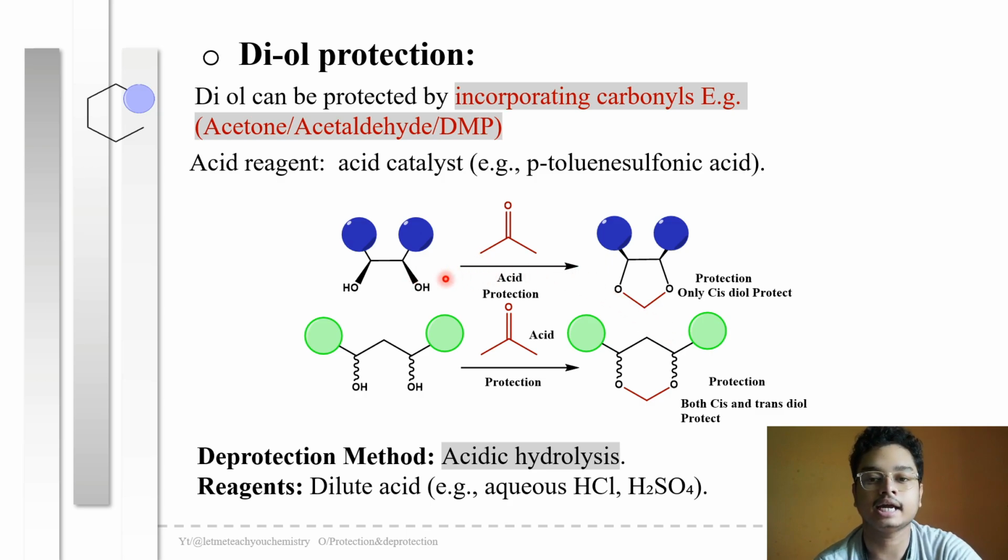But the catch is that in the case of 1,2 diols, only cis diols can be protected by this method; trans diols can't be protected. In the case of 1,3 diols, there is no issue of cis or trans; both the cis and trans diols can be protected by this type of method. The deprotection is very simple, similarly by acidic hydrolysis, because this particular process is reversible in nature. That's why the deprotection can be done simply by acidic hydrolysis, adding dilute acid like aqueous HCl or aqueous H2SO4.